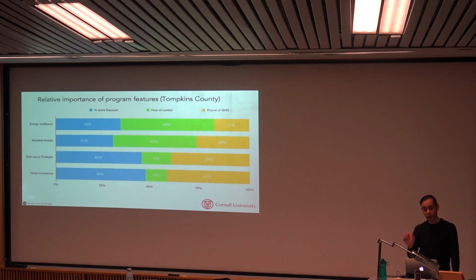This is another way of visualizing how people are reacting to the characteristics of the program in terms of the discount that we can offer, the hours of control that they're yielding and the pounds that are being saved, again, in terms of marginal changes. And you can see how the energy indifferent segments care mostly about the hours of control, and for the green innovators, that's just 11% of the total. So they care, but much less compared to the other groups.